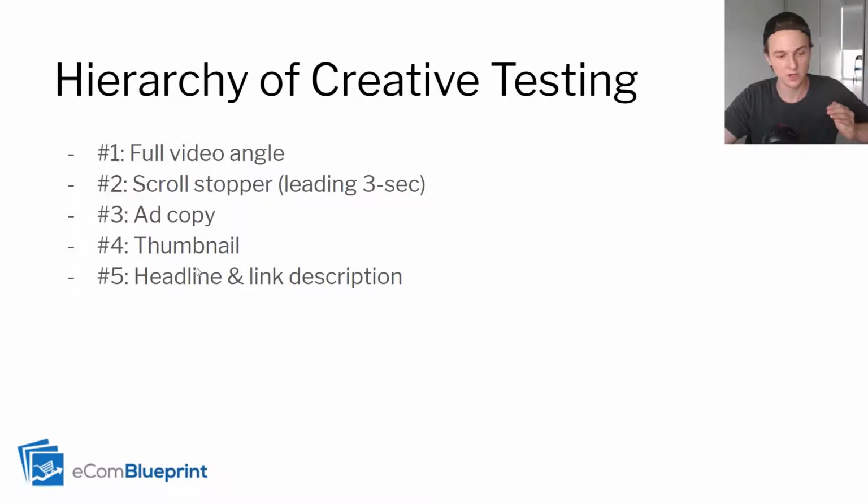You should test as high up as you can, given the content that you have, right? So if you've got videos that you haven't tested yet, then you should test that. If you've tested all your videos, then you should test different scroll stoppers. If you've tested all your different scroll stoppers, you should test ad copies. If you've tested all your different ad copies, you should test thumbnails and so on. And so that's what I would recommend doing.